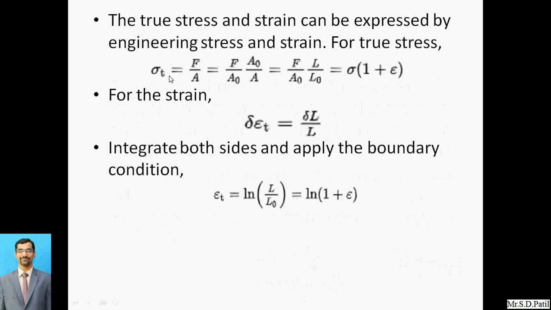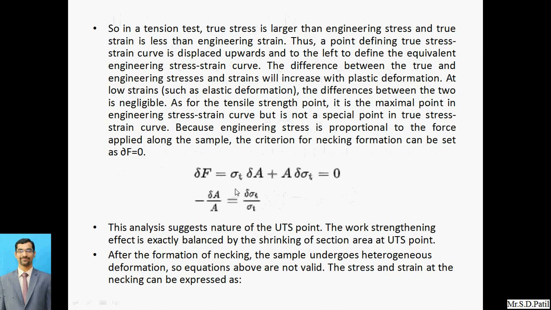So how is the stress calculated? In the engineering stress strain, it is F upon A naught, where A naught is the original area. This has been written in a different format: sigma t is nothing but sigma into bracket 1 plus strain. So these are the formulations for the stress strain curves.